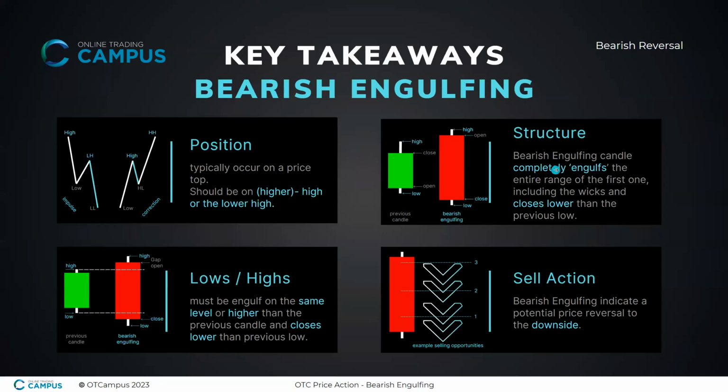Structure: a bearish engulfing candle completely engulfs the entire range, okay? Look at the range, high and low: the high is higher, the low is lower. Important here is that we have the low below the low from the previous candle. And of course, it is a sell action.